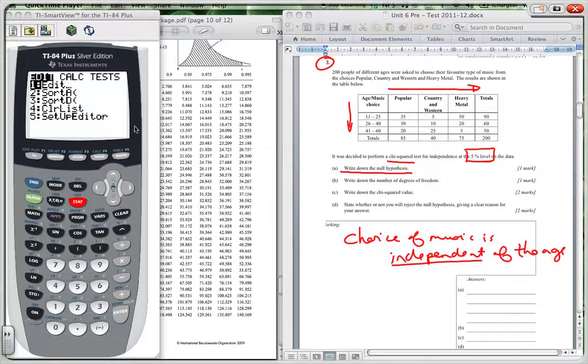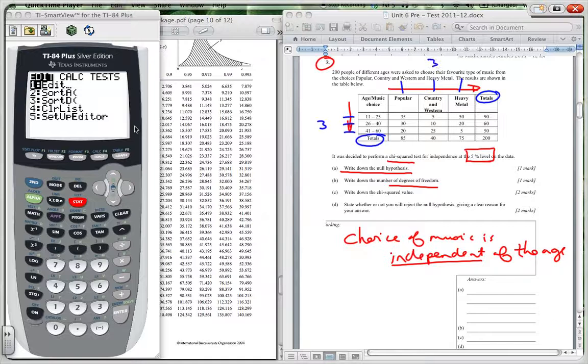So write down the number of degrees of freedom. Now your degrees of freedom is you look at the number of rows. So we've got 1, 2, 3 rows. And you look at the number of columns. We've got 3 columns. These totals don't count. These are just adding them up. So your number of columns is also 3.